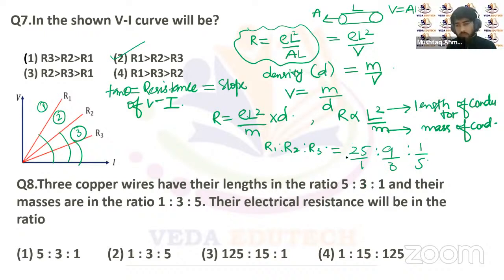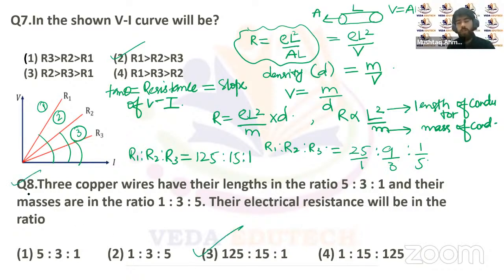Now if we multiply the numerator by a factor of 5 to get it in the reduced form, we'll get 125 here. And 9 over 3 we can write as 3 over 1, multiplied by 5, that will be 15 over 1. So the correct answer for this question will be 125 : 15 : 1. It means option C will be the correct option for this question, right?